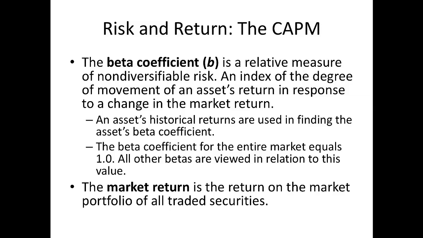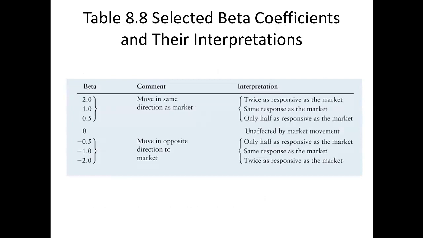Now, the beta coefficient for the entire market equals 1. So the average stock has a beta of 1 because the market captures the returns of the average stock. And we view all companies' betas in relation to this value of 1. And just to clarify, we're looking at the correlation with the market return. And the market return is the return on the market portfolio of all traded securities. So we're not talking just stocks, but all traded securities. This would be stocks, bonds, domestic stocks, international stocks, and so forth.